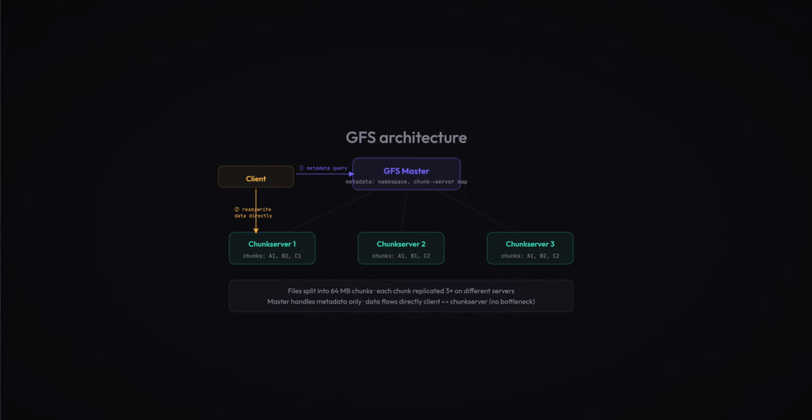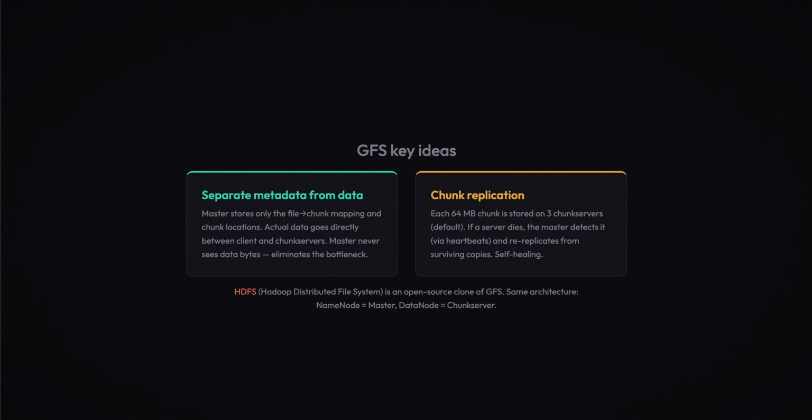The master detects chunk server failures via heartbeats. When a server dies, the master notices the lost replicas and initiates re-replication from the surviving copies. Self-healing storage. Two key ideas from GFS. First, separate metadata from data. The master handles only the namespace and chunk locations. Actual bytes flow directly between clients and chunk servers. This eliminates the master as a data bottleneck while keeping the architecture simple.